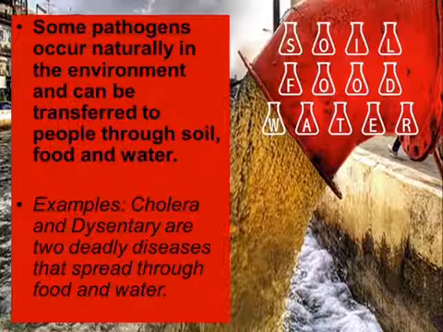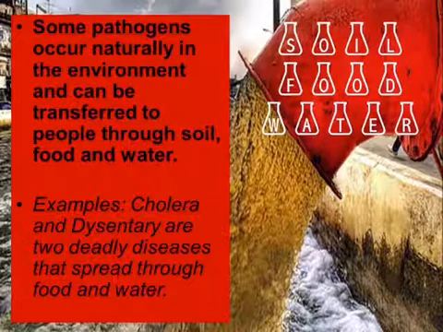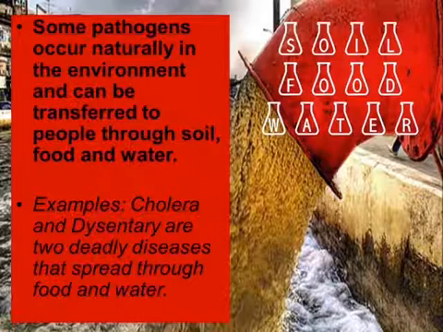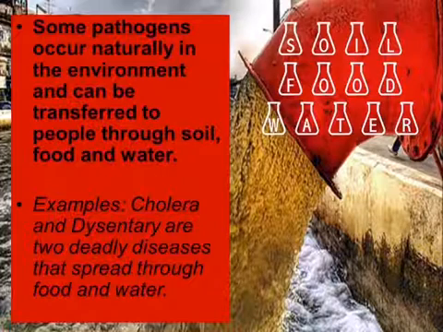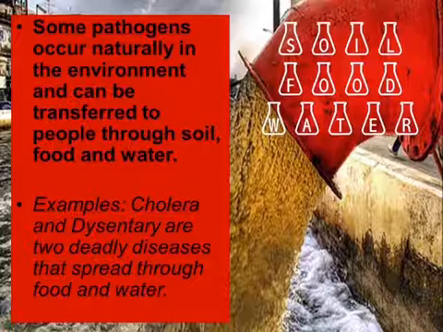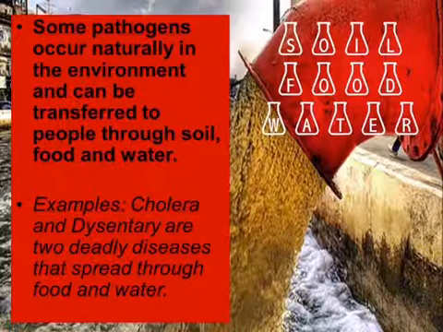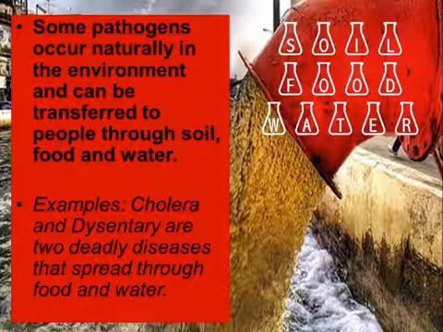The last way that pathogens can spread is through soil, food, or water. So these would be your waterborne diseases, your foodborne diseases like food poisoning, which are transferred through eating something that's contaminated or drinking something that's contaminated. There are some really bad water protists that you can get, which is why if you don't have filtered water like we have here, you need to boil your water to kill any pathogens that may be inside.